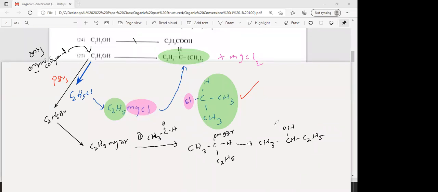C2H5. After that, you need one more CH3 group, right? You need one more CH3 group. Then again you convert this OH into Br with PBr3. Then you get CH3, CH, Br, C2H5. Right. After that you again convert this into MgBr.